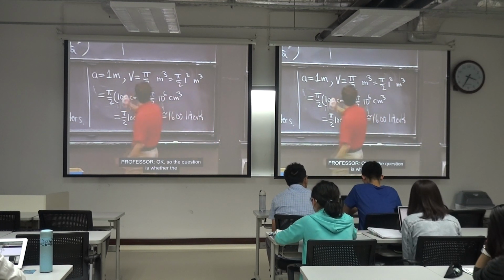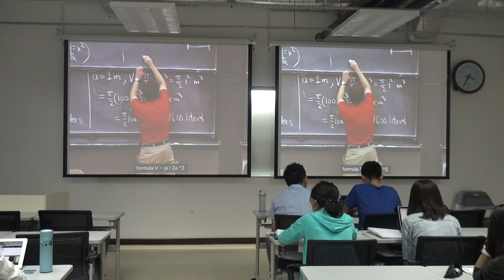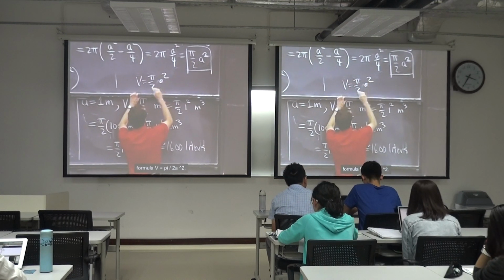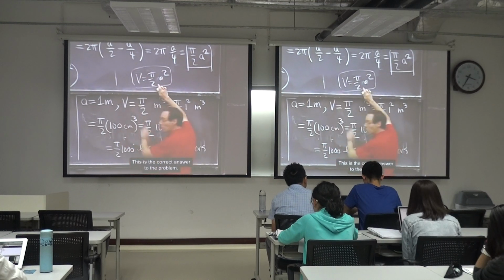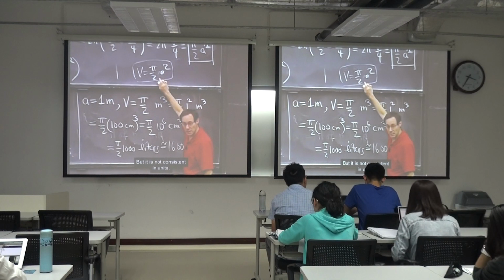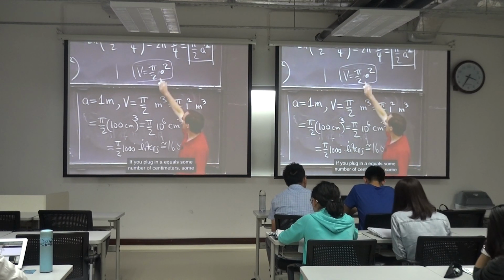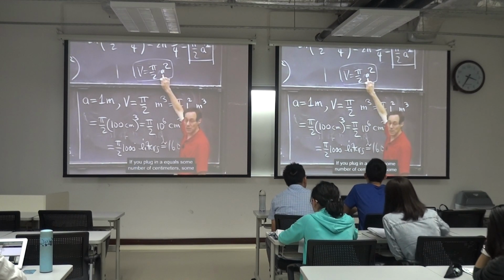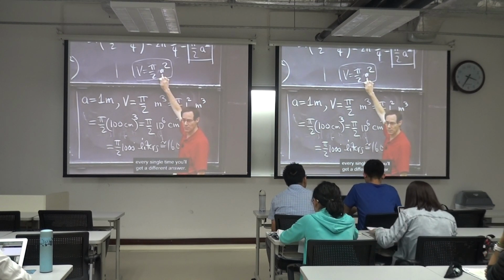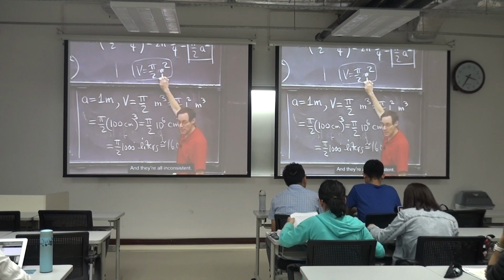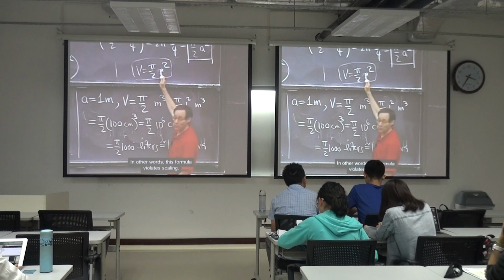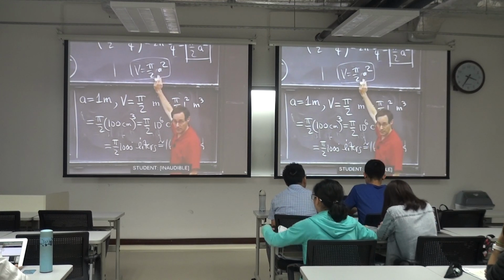The question is whether the formula v equals pi over 2a squared. This is the correct answer to the problem, but it is not consistent in units. If you plug in a equals some number of centimeters, some number of millimeters, some number of inches, and so on, every single time you'll get a different answer, and they're all inconsistent. In other words, this formula violates scaling.